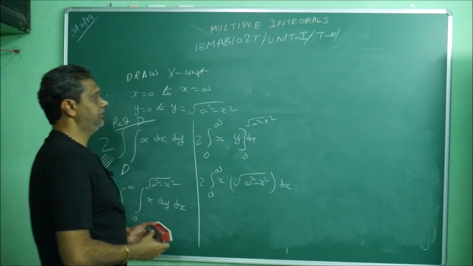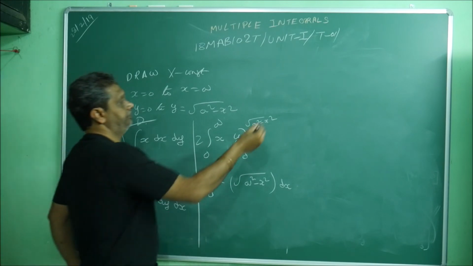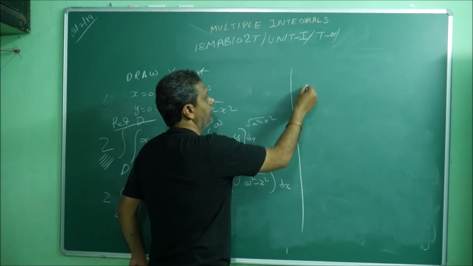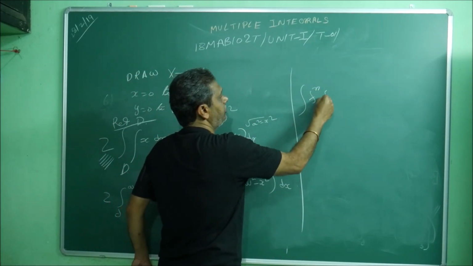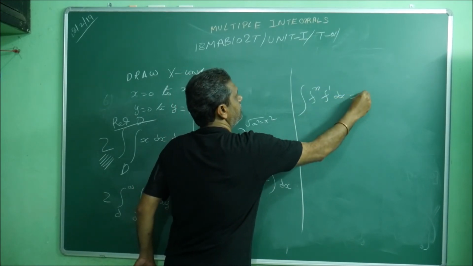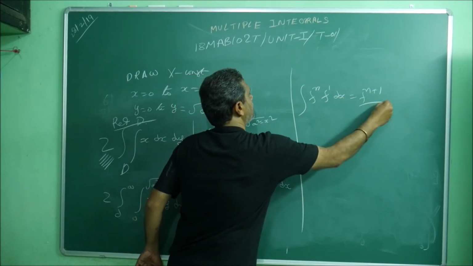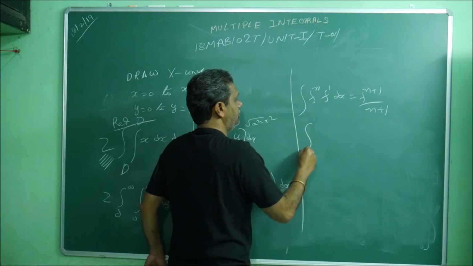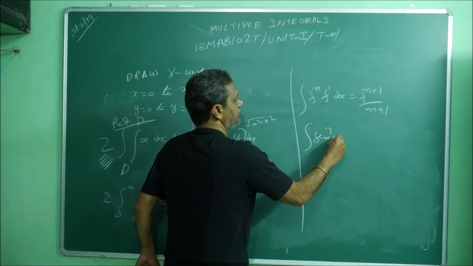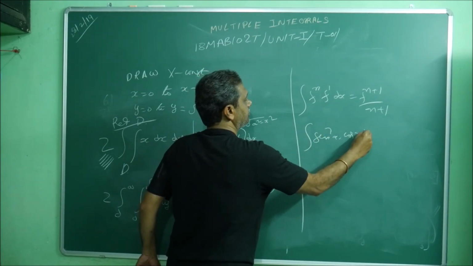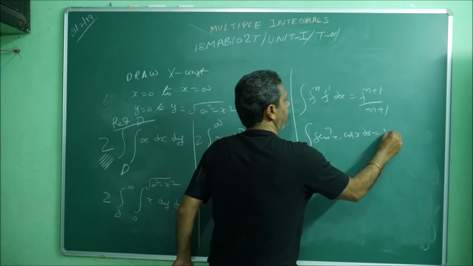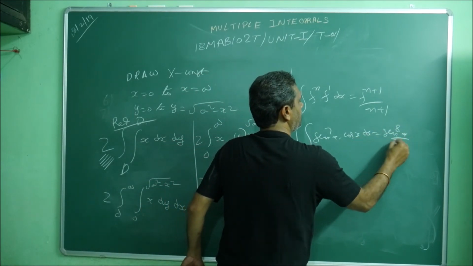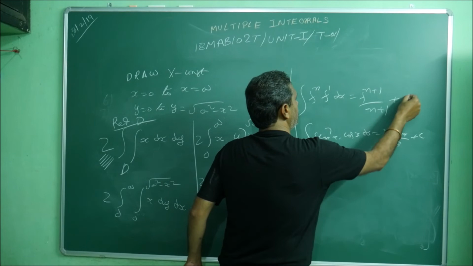In integration, remember 3 formulas. Integral of function power n times its derivative means what? You can write function power n plus 1 by n plus 1. Suppose sin power 7x into cos x. So directly you can write sin power 8x by 8. No, I don't want to use this formula.